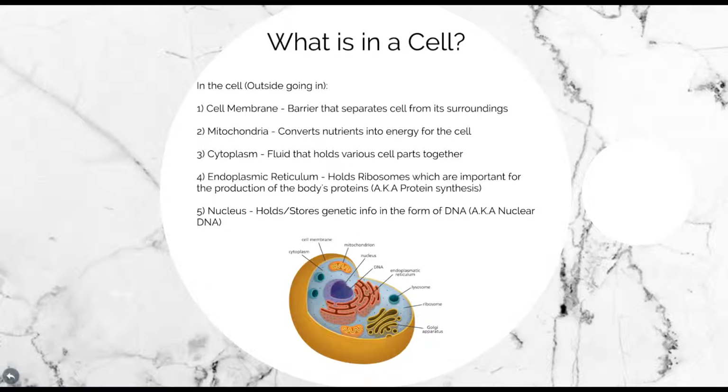The fourth thing that we would see going in would be the endoplasmic reticulum, and that holds ribosomes, which are important for the production of the body's proteins, which is protein synthesis. And then the last thing that we would see in the center would be the nucleus, and this basically holds or stores the genetic information in the form of DNA, which is what we know as the nuclear DNA.